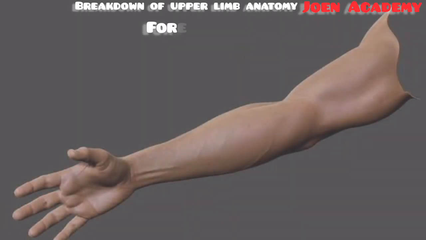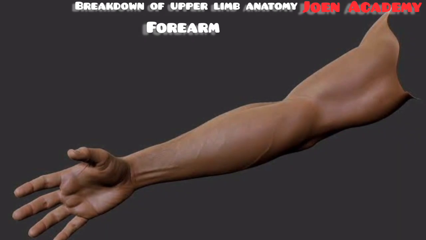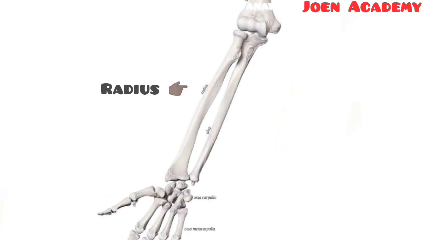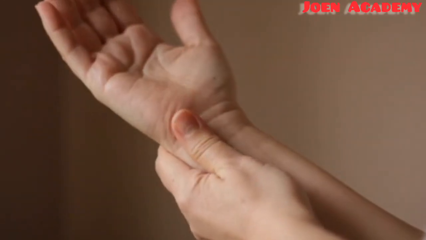The third region is the forearm. It is the region that is between the elbow and the wrist. It contains two bones, that is the radius and the ulna. The radius is located on the thumb side of the forearm, and it is responsible for the forearm rotation movement. The ulna is located on the little finger side of the forearm, and it provides attachment points for the forearm muscles. It articulates with the radius at both ends, allowing forearm rotation.